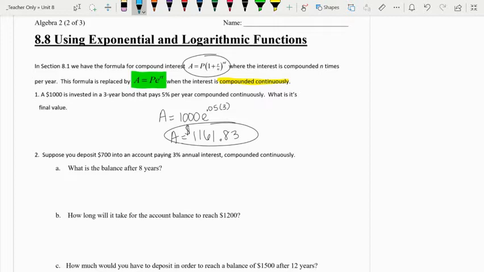For number 2, it says, suppose you deposit $700 into an account paying 3% annual interest, compounded continuously. So this is where we are using Pert. What is the balance after 8 years? First we're going to plug it in. A equals 700 e to the 0.03 times 8. And then we just plug that into our calculator. 700 e to the 0.03 times 8 is 889.87.